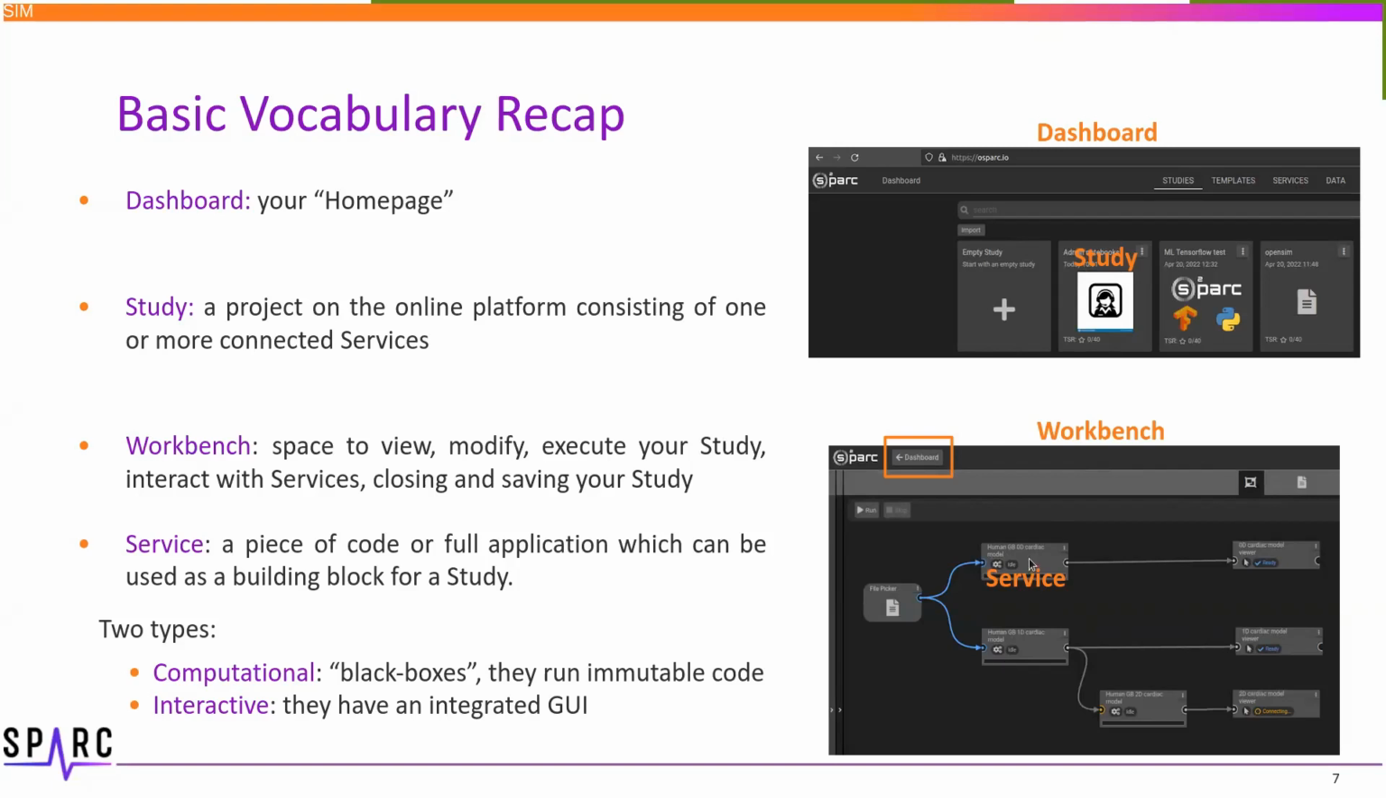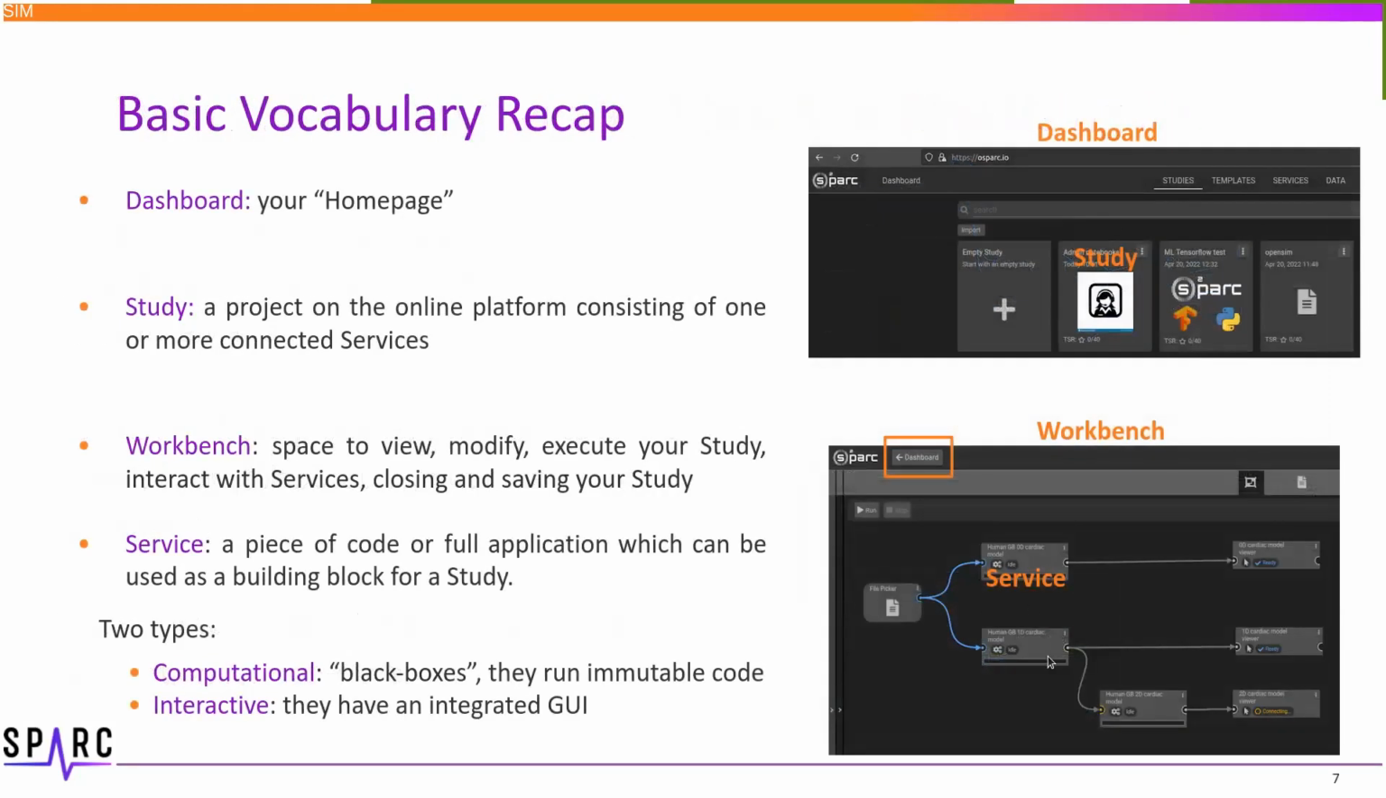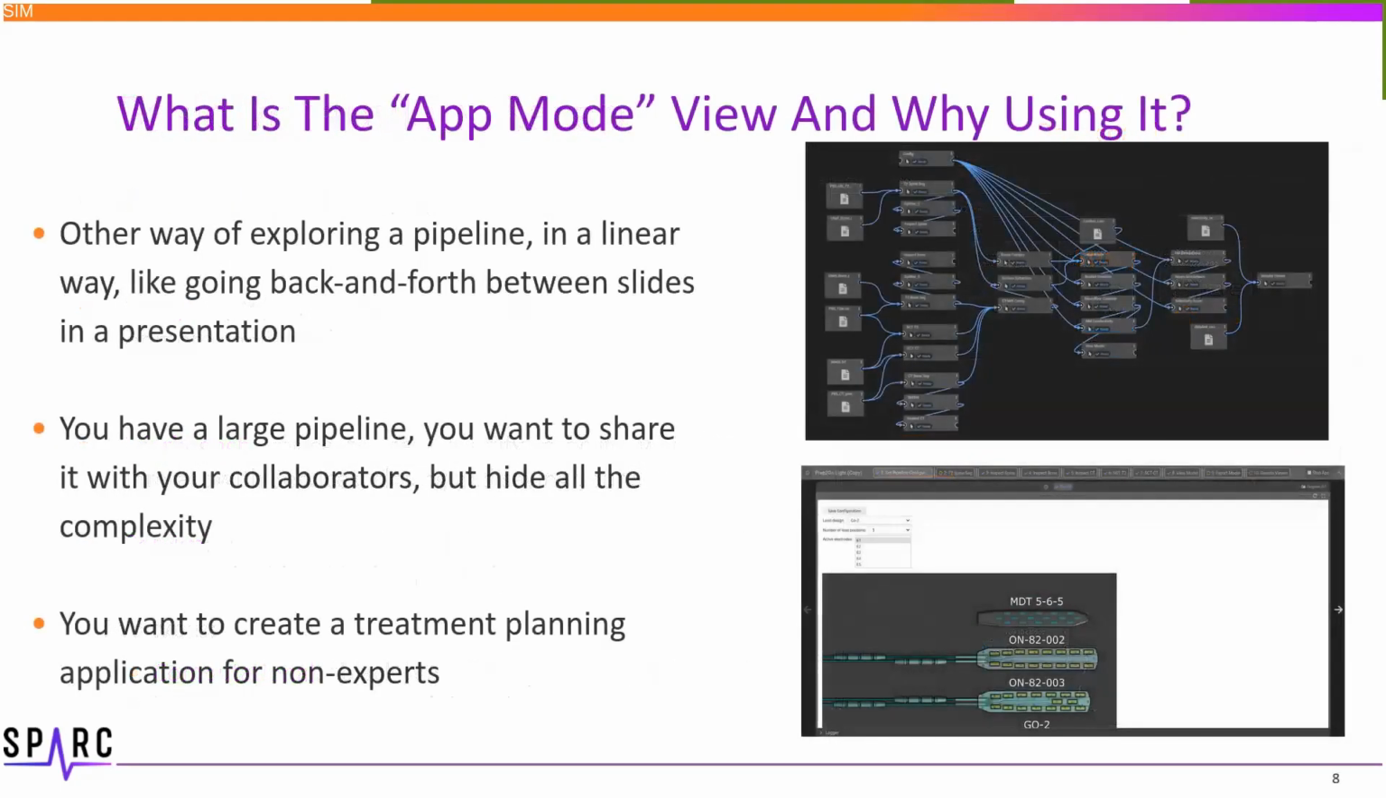Some are computational, so they have just some black box code that you can run. So it's an immutable code. Or we have interactive services. So these services basically have a standalone window where you can interact and do multiple things. We will see some examples in a minute.